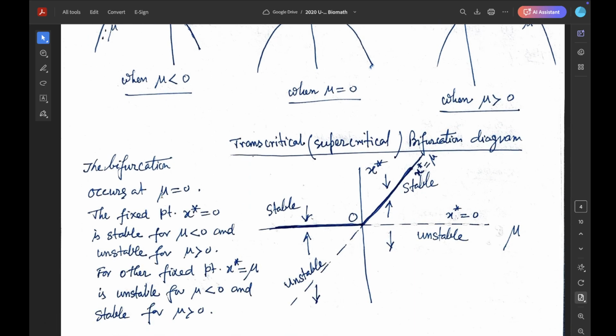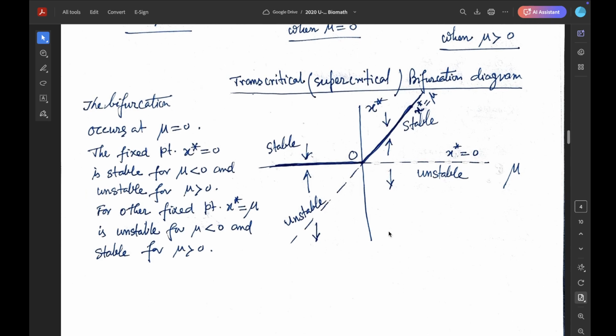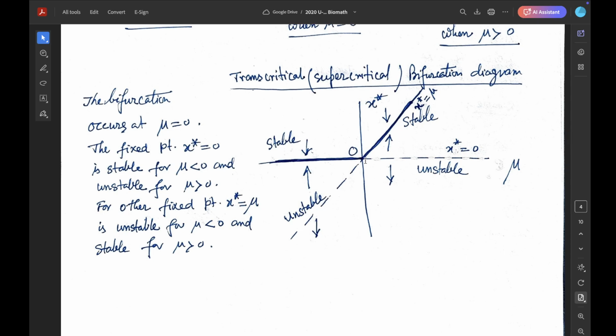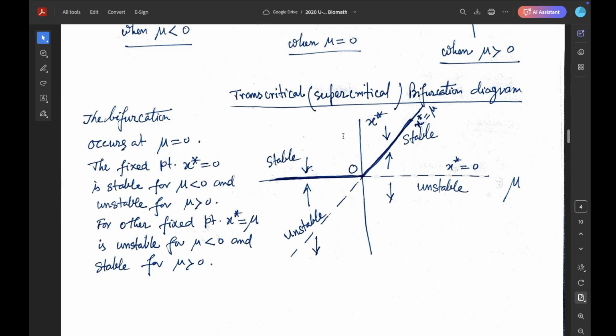So the fixed point x star equal to 0 is stable for mu less than 0 and unstable for mu greater than 0. The other fixed point, x star equal to mu, is unstable for mu less than 0 and stable for mu greater than 0. So the origin is the bifurcation point. Actually this is called the supercritical transcritical bifurcation diagram.